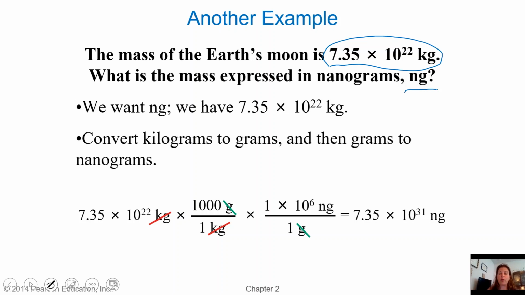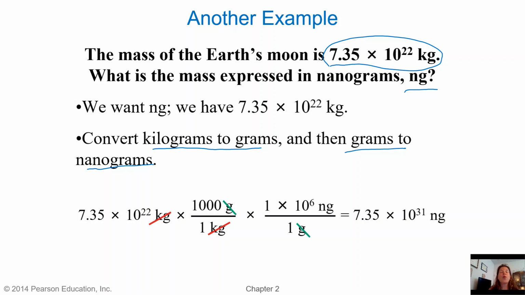And if you look on that chart, there is no direct relationship between kilograms and nanograms. But they do have one thing in common. That thing they have in common is grams. And so I'm going to go from kilograms to grams and then grams to nanograms. That's going to be our roadmap.